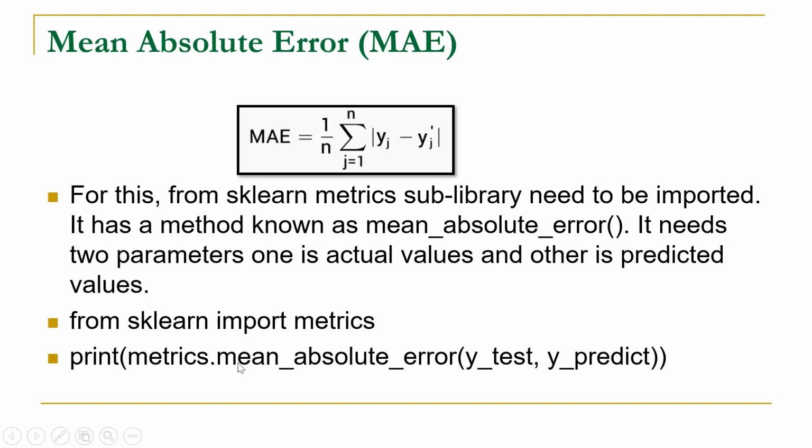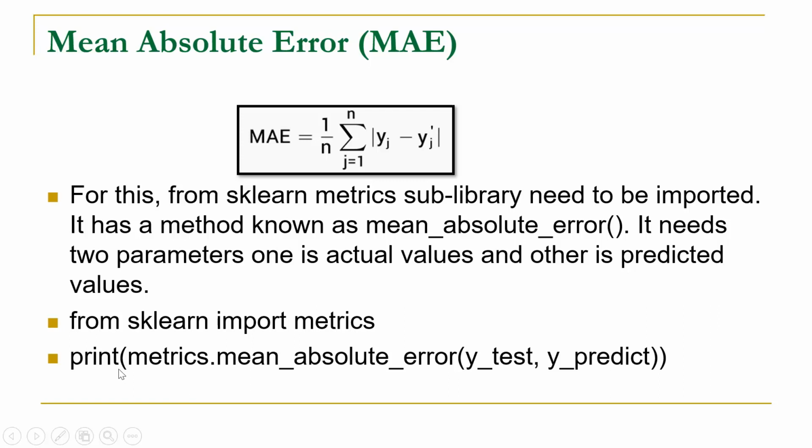In order to display the value of mean absolute error, the first step will be to import a sublibrary named metrics from sklearn. This metrics library has a method mean_absolute_error. You need to pass two parameters. One is the actual value and another is the predicted value. Our actual value is in y_test and predicted value is in y_predict. In order to display its value, we are using the print method.